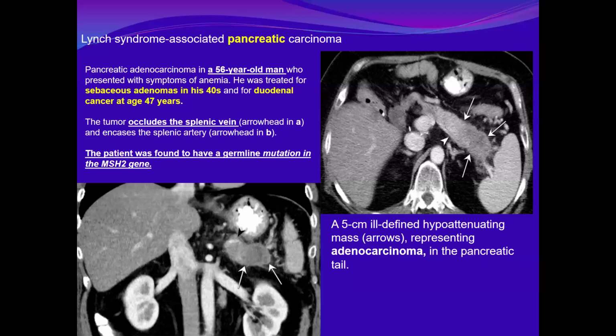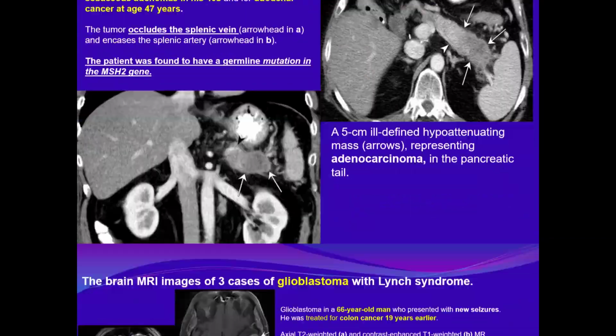man who presented with symptoms of anemia and was treated for sebaceous adenoma in his 40s and for duodenal cancer at 47 years. Also, this is sebaceous adenoma, one of the associated Lynch syndrome lesions. The tumor occludes the splenic vein, and the patient was found to have a germline mutation in the MSH2 gene.